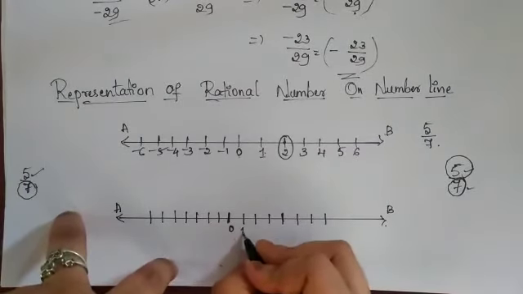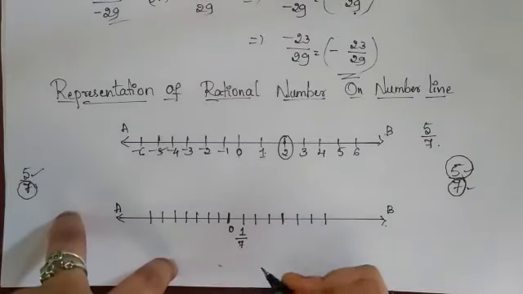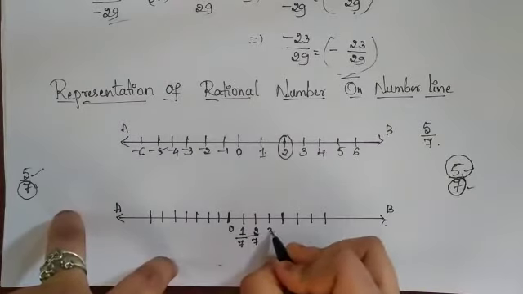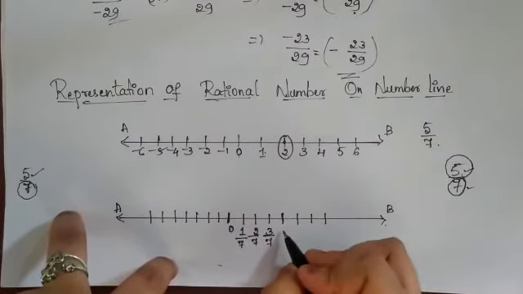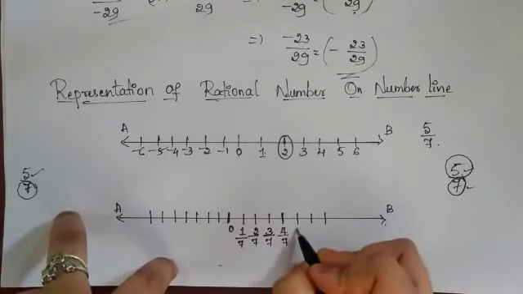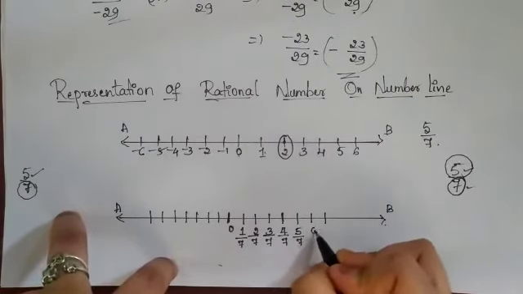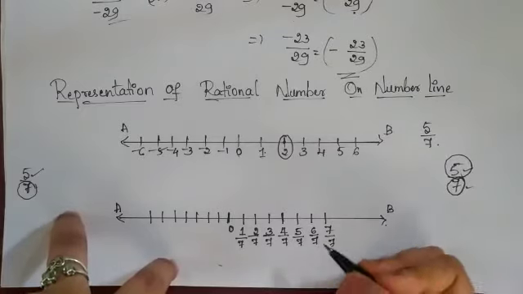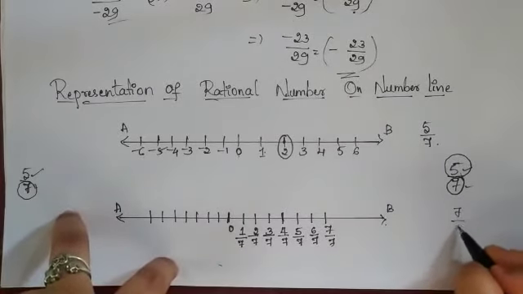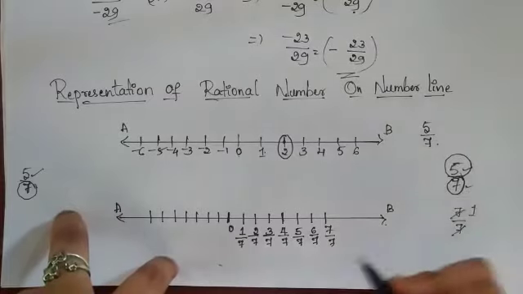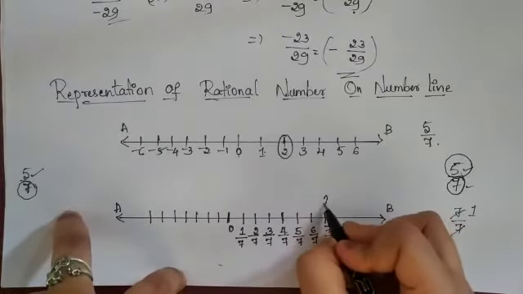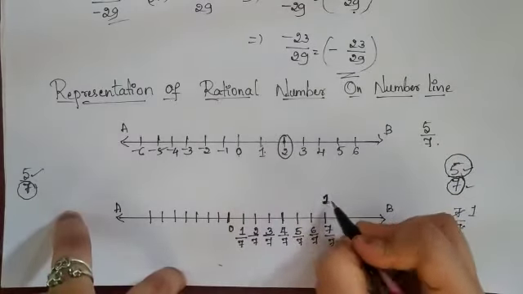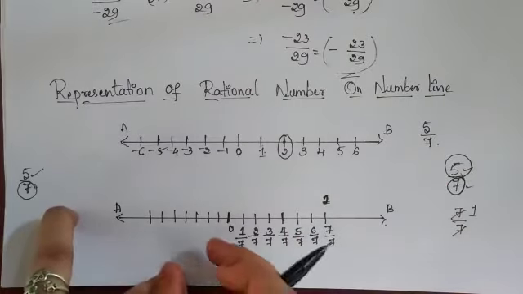The first line represents 1 divided by 7, because we are having 7 lines here. Second line represents 2 by 7. Third line represents 3 by 7. Fourth line represents 4 by 7. Fifth line represents 5 by 7. Sixth one represents 6 by 7. Next one represents 7 by 7. What is this 7 by 7? 7 divided by 7, they will get cancelled. And what is remaining here? 1. So this represents the 1 here.